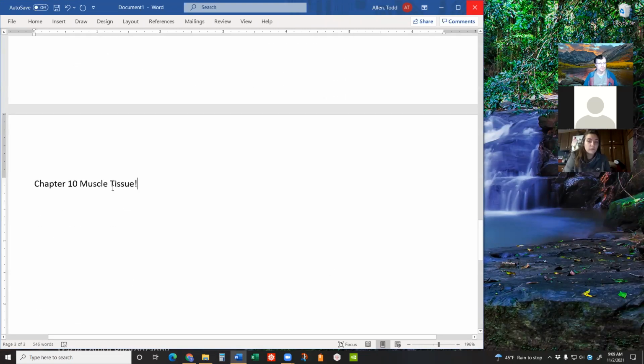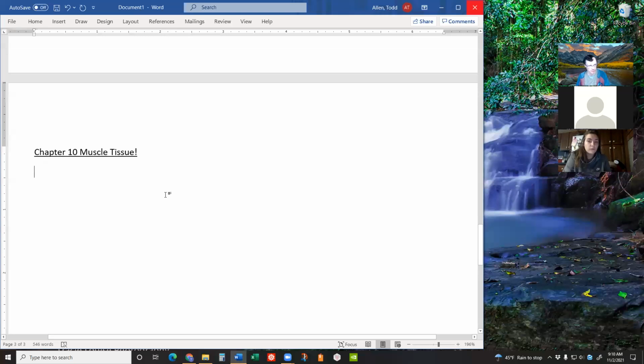Muscle tissue. Well, I suppose we can give you just a few starting background statements. The term myology is the scientific study of muscles.